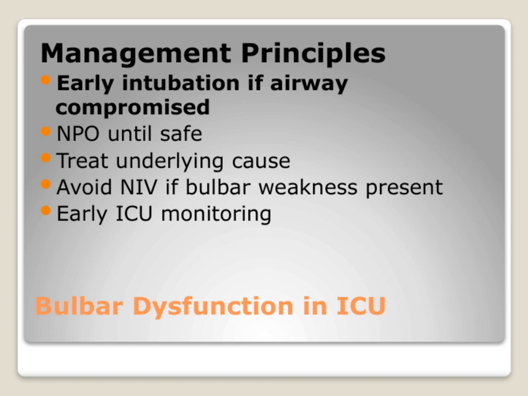Also, I want to highlight that non-invasive ventilation, or NIV, should generally be avoided if there's bulbar weakness present. This is because NIV can sometimes increase the risk of aspiration or may not provide enough airway protection. Finally, early ICU monitoring is essential. Close observation allows us to respond quickly to any deterioration and provides the best environment for managing complex issues like bulbar dysfunction. These principles all tie back to ensuring safe, effective care for these vulnerable patients.